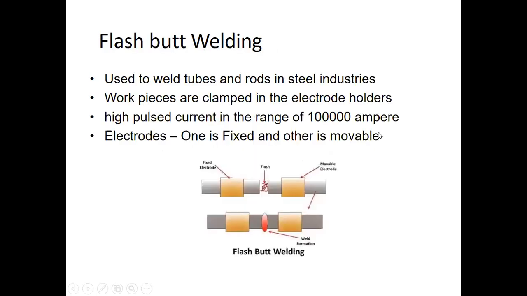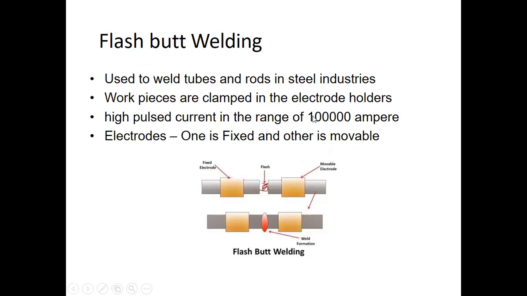Now, flash butt welding. It is used to weld tubes and rods in steel industries. The workpieces are clamped in the electrode holders. Here, this one is a fixed electrode, and the other one is a movable electrode. This will move left and right.